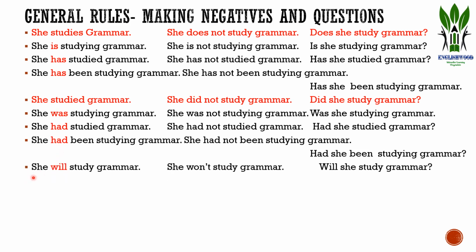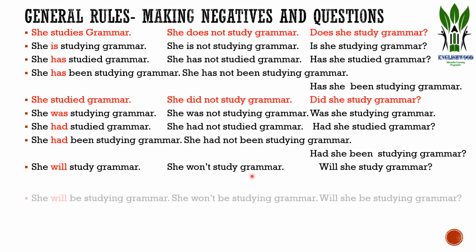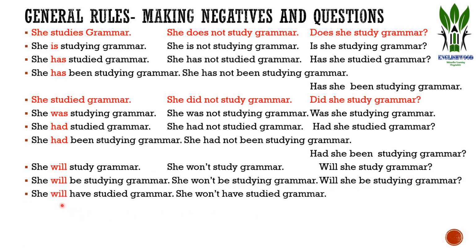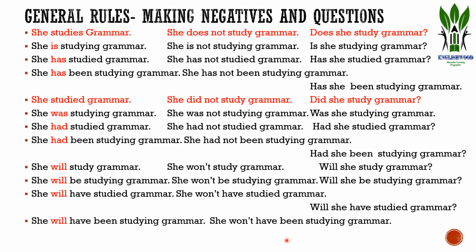Now next one is, she will study grammar. She won't study grammar. Will she study grammar? She will be studying grammar. She won't be studying grammar. Will she be studying grammar? She will have studied grammar. She won't have studied grammar. Will she have studied grammar? She will have been studying grammar. She won't have been studying grammar. Will she have been studying grammar?